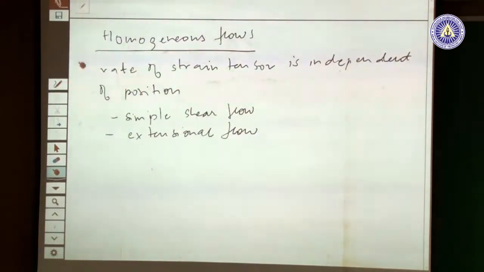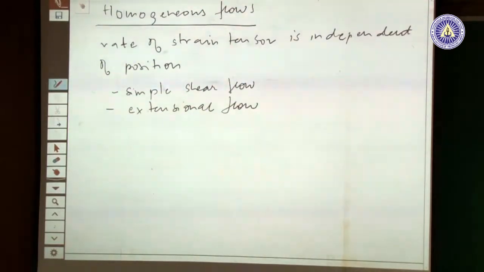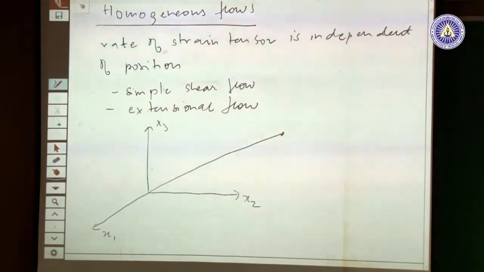Okay. So let's now imagine we have a coordinate system x1, x2, x3, and you denote a position by r. This is the position vector of a point.